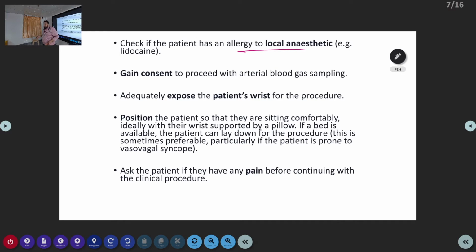Ideally the patient should be in a lying down position, that will be the best thing, and the hand will be supported. The positioning we will discuss later when we come to the procedure in detail. The patient should be made comfortable, and also make sure that the patient doesn't have any pain at this moment. Already the patient has come with a large chest pain.